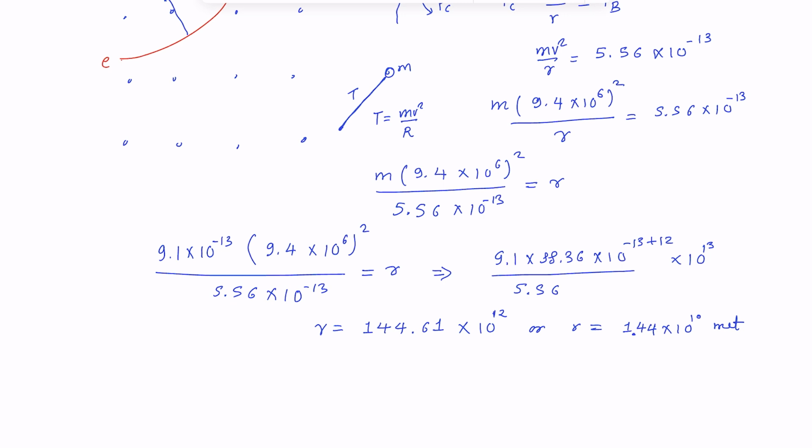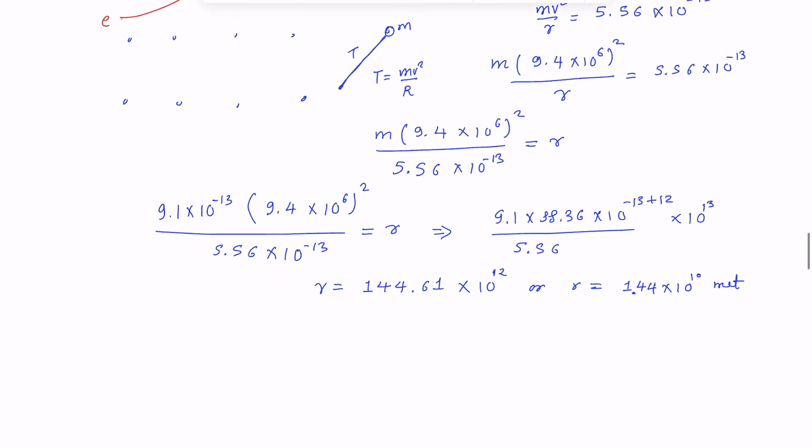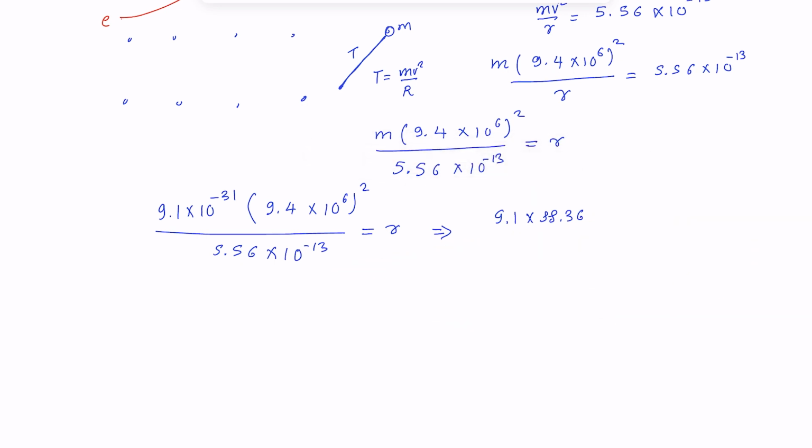Okay, all right. So this right here is not minus 13, it's minus 31. This means right here it will be minus 31 plus 12 plus 13. Okay, let's do this again, because I don't trust myself with anything else. Sorry about this. This happens.